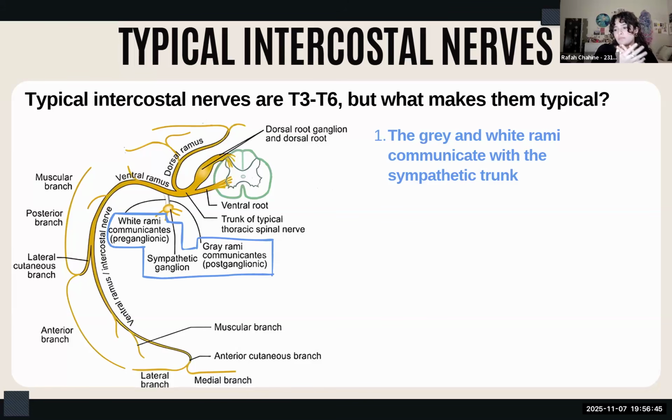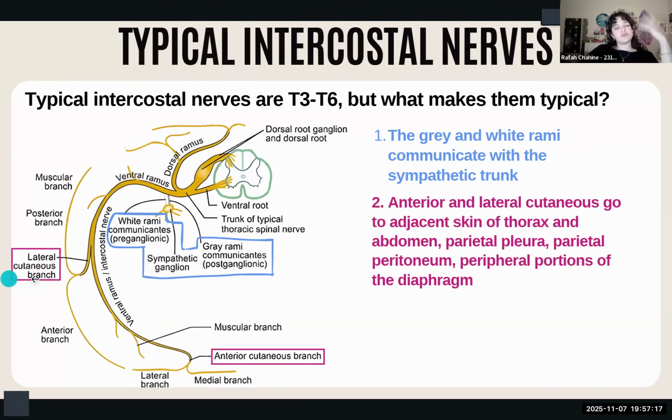Okay, I think this is enough. So you're aware that the sympathetic nervous system is responsible for fight or flight. A good way to remember this is imagine you're running away from a lion. What do you want to do? You want to see more. You want to poop less. You want to pee less. So the sympathetic nervous system kicks in. Part of typical intercostal nerves is that the ventral rami is going to communicate with the sympathetic column or the sympathetic trunk. Now, the other portion of the typical intercostal nerves is that they have cutaneous branches.